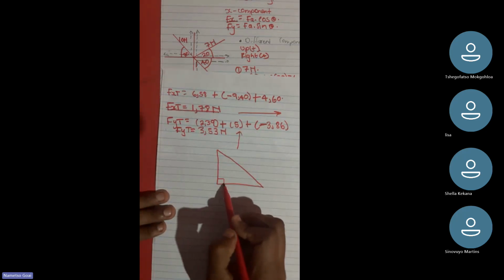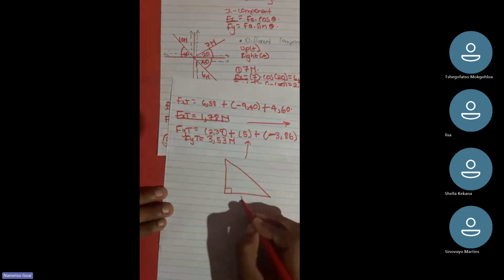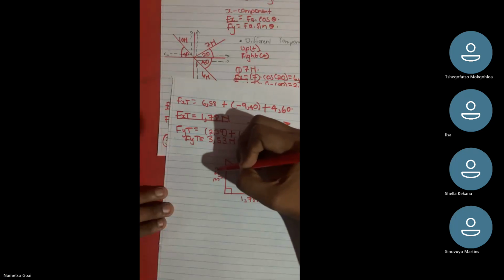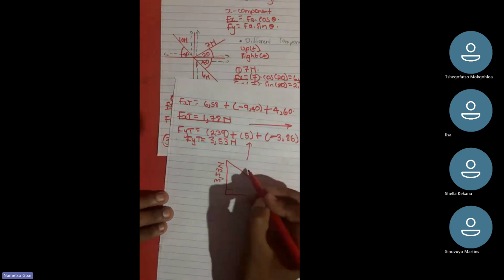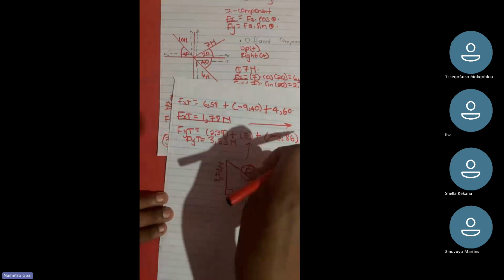So we'd have a 90-degree triangle like this. Our FXT, we said it's 1,78 Newton. Our FYT, we said it's 3,5 Newton, right? Now we're looking for FR. This is the FR. This was just the X and the Y component of the FR.